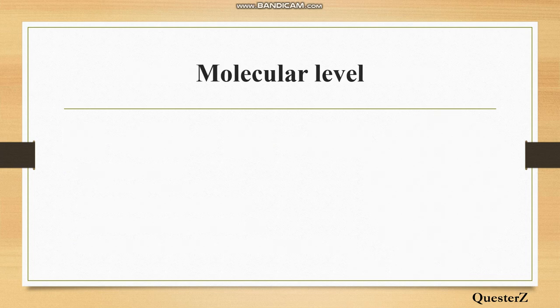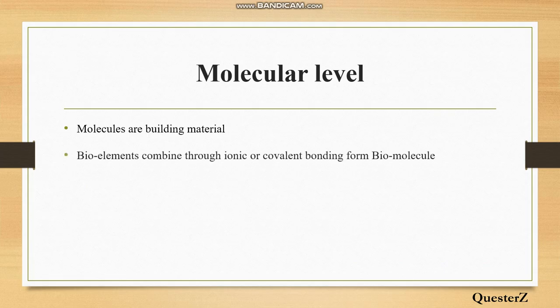Molecular level. When subatomic particles join together, they form atoms because they exist inside the atom. Now atoms will combine with each other and form molecules. So we are going to discuss now the molecular level, in which we will study molecules in detail. Molecules are the building material of different compounds and different organelles.